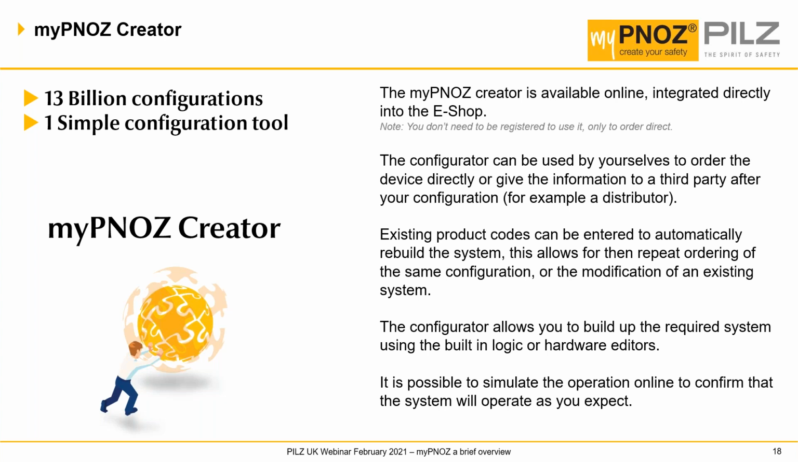Existing product codes can be entered to automatically rebuild the system. This allows for then repeat ordering of the same configuration or the modification of an existing system. The configurator allows you to build up the required system using the built-in logic or hardware editors. It is possible to simulate the operation online to confirm that the system will operate as you expect.